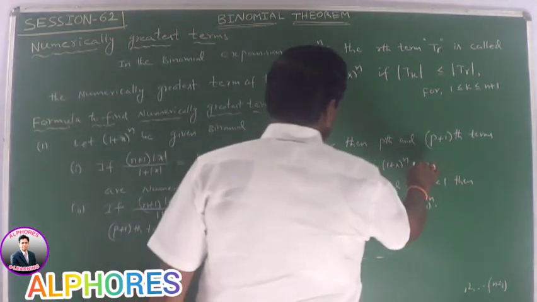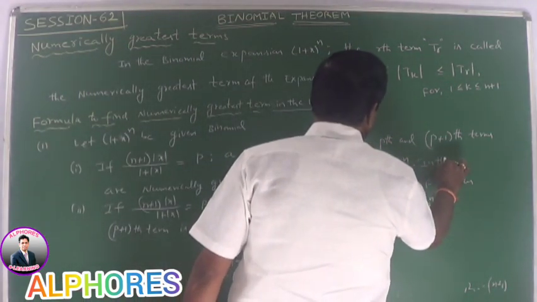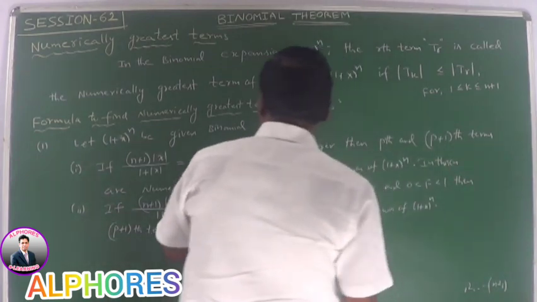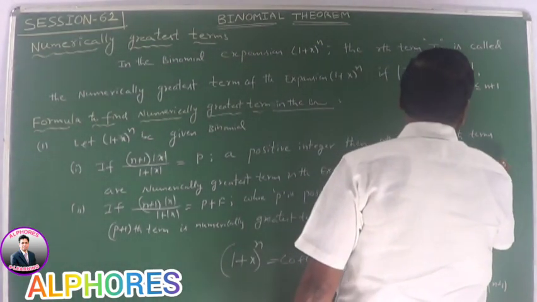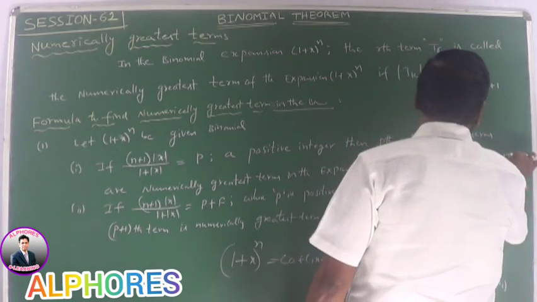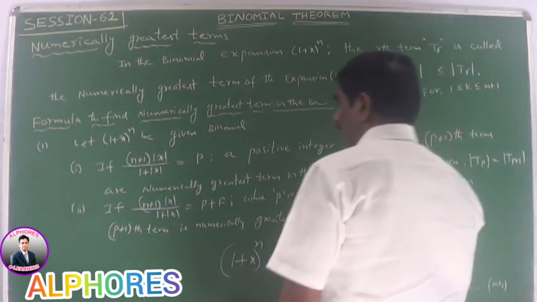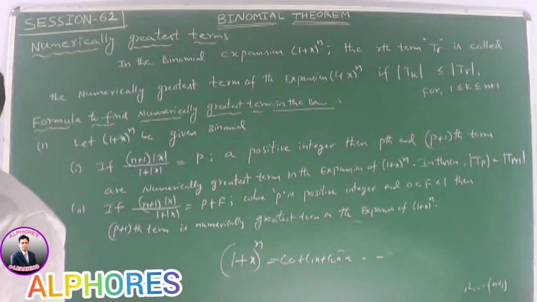In this case, these two terms are equal. That means |Tp| is equal to |Tp+1|. Please note this value also. In this case, |Tp| = |Tp+1|.